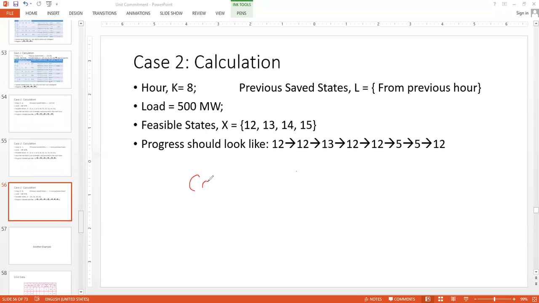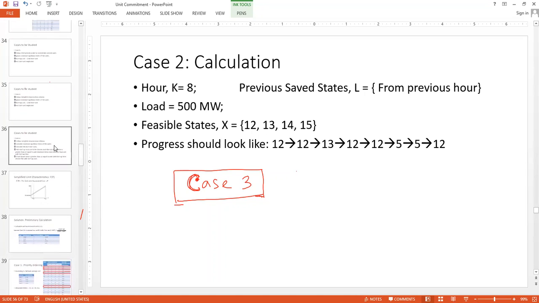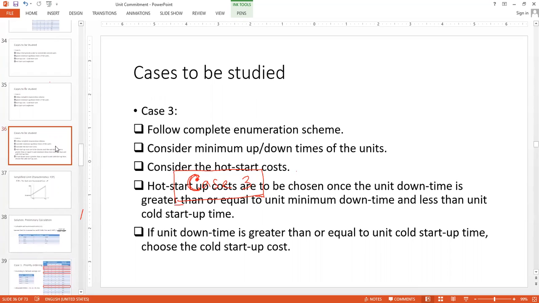Remember, if you remember clearly, I talked about 3 cases, but case 3 will take a lot more calculations because case 3 takes into account some more constraints. Okay. So in case 3, you follow the enumeration scheme like case 2. Now you consider uptime and downtime. You also consider the hot start costs. So there will be a few more complexities introduced due to all these considerations.